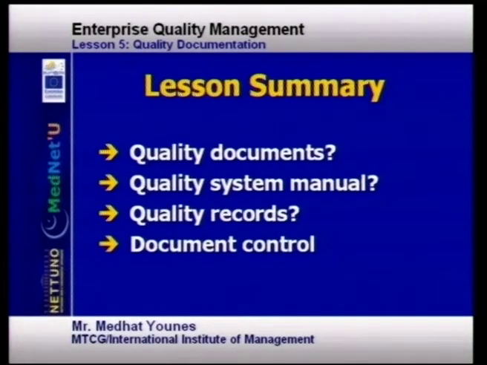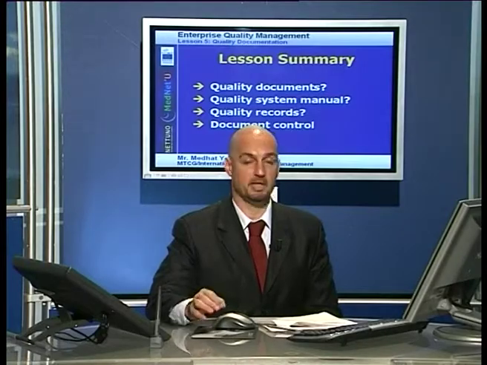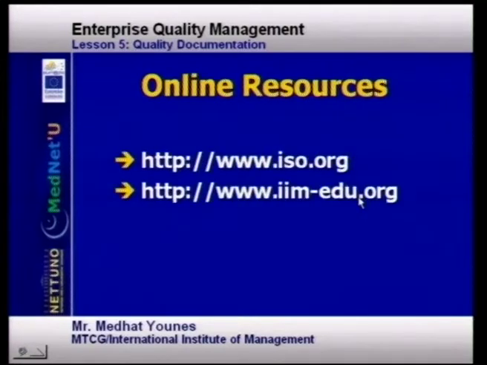Lesson summary. We learned what the required quality documents within the organization are, how to write a quality system manual, what kind of quality records you need to maintain within the organization, and how you can control those documents. For further research on this subject, you can always refer to the ISO.org website or iam-edu.org.